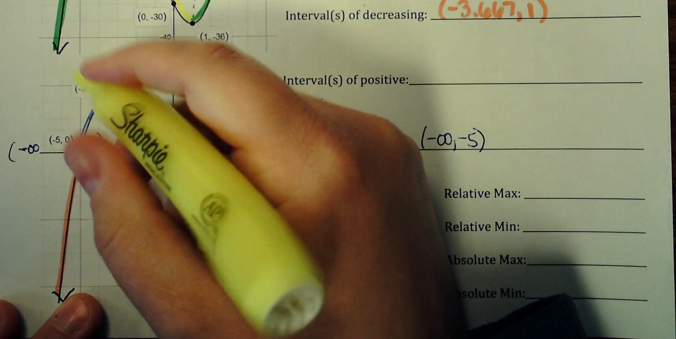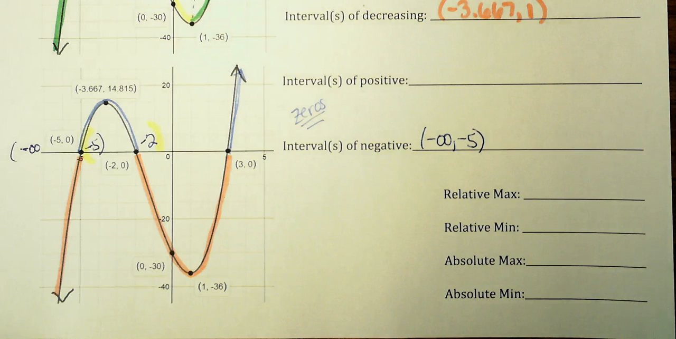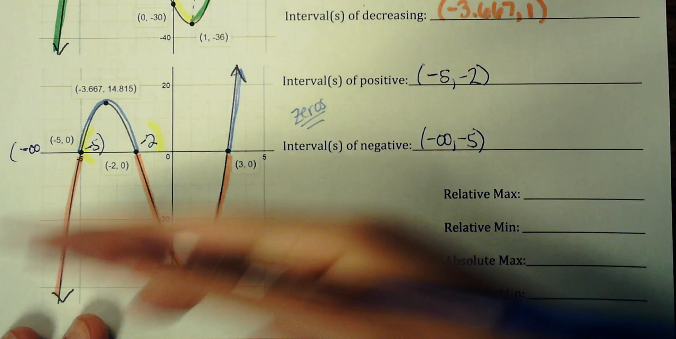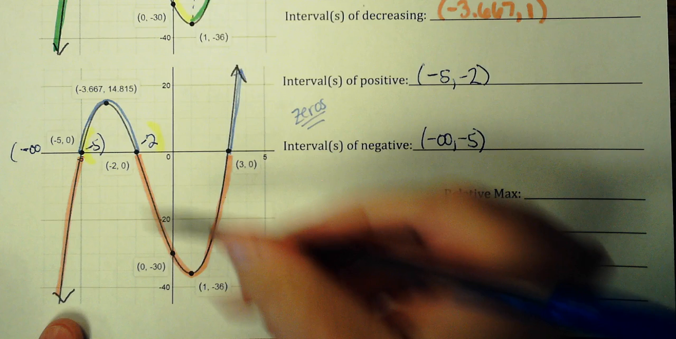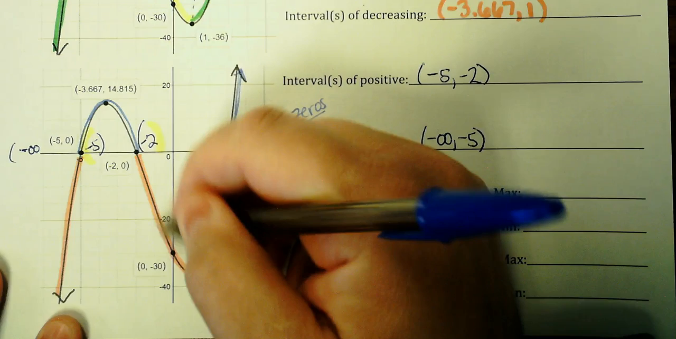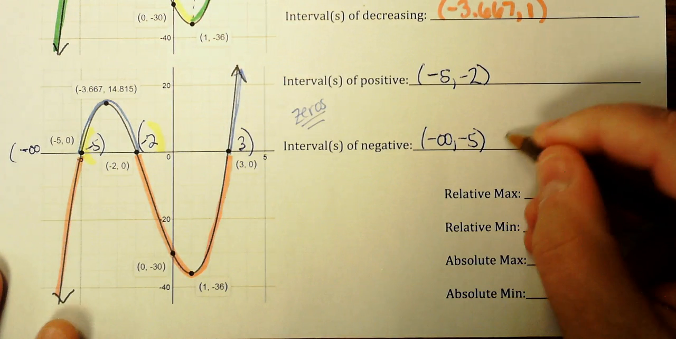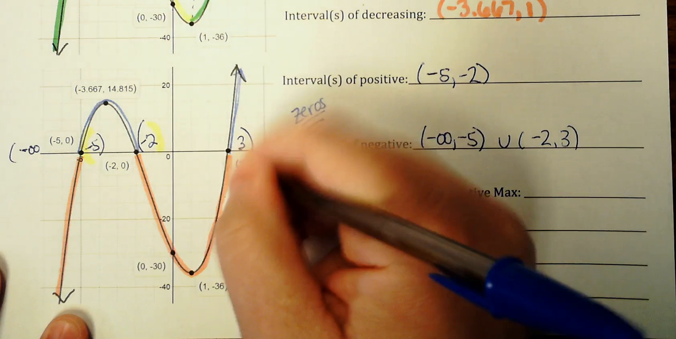Okay, so for that one, I'll just use a little different color here. So from -5 to -2, that part of the graph is above the x-axis, so I'm going to put it on the positive. Then we dip back down below from -2, this whole part of the graph's underneath, all the way till we get to 3. So that's going to be my next negative interval. So -2 to 3, all that has negative y values.